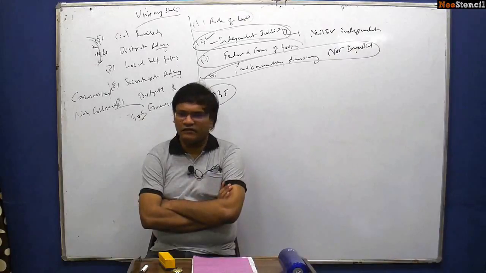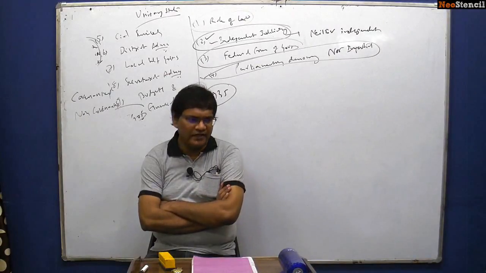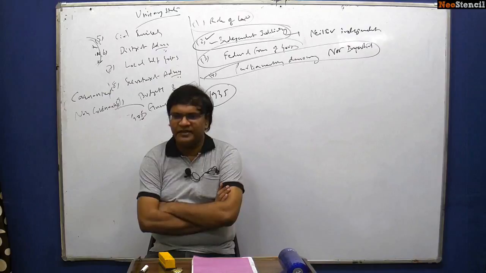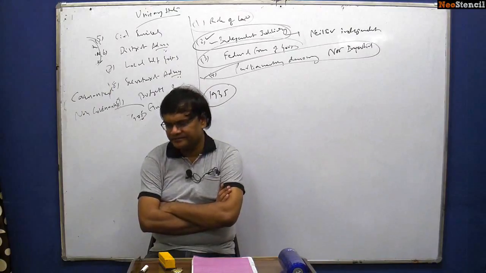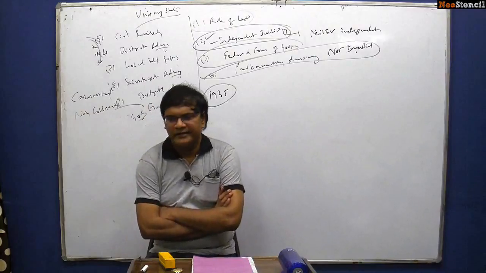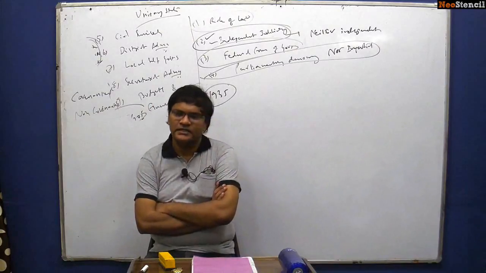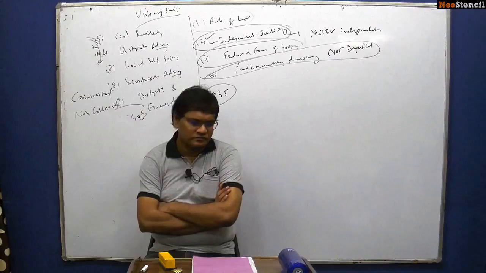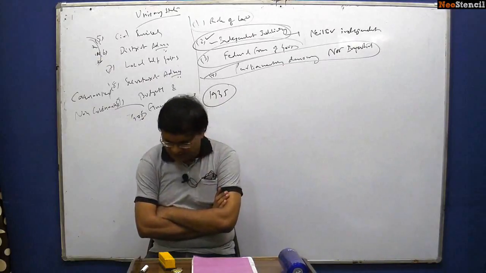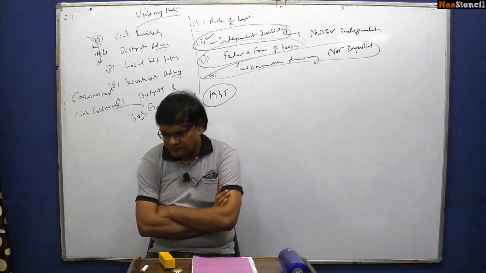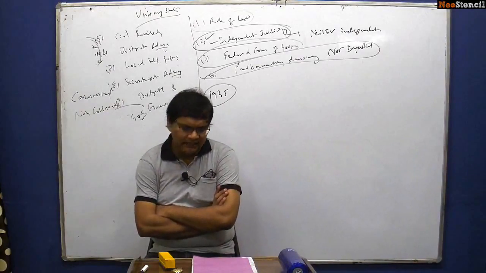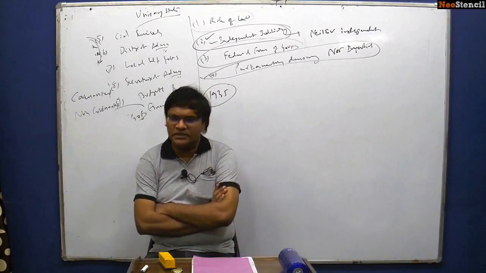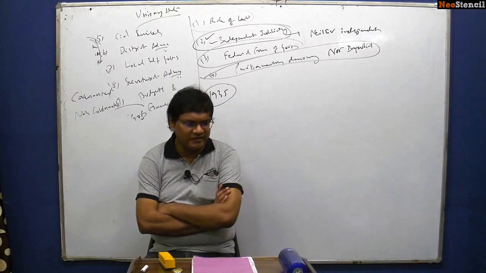What is the meaning of the word covenant in English? It means an agreement. Covenanted civil services means there was an agreement between the employer and the employee. The employer here is East India Company, and the employees are the civil servants.